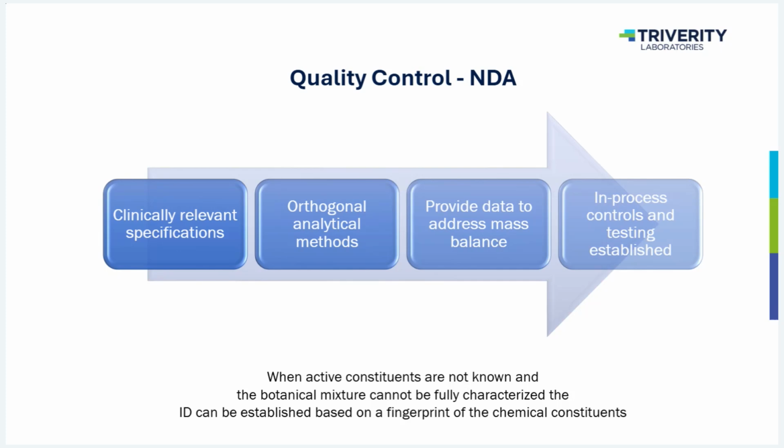So, when you can't fully characterize your BDS, when you don't really know what all of the active chemical compounds are, it is possible to establish your ID based on a fingerprint of the chemical constituents. And there's an example of that in one of the INDs that has already been approved.